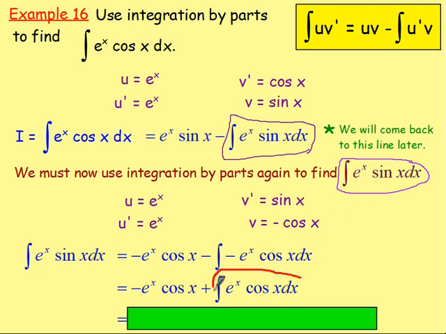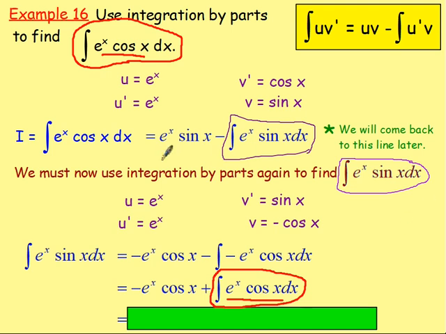This part here that we're having to integrate is what we have for the question. We're saying to use integration by parts to find the integral of e to the power of x cos x. And we've managed to get around to finding out the integral of e to the power of x cos x. So we're really back to where we started.